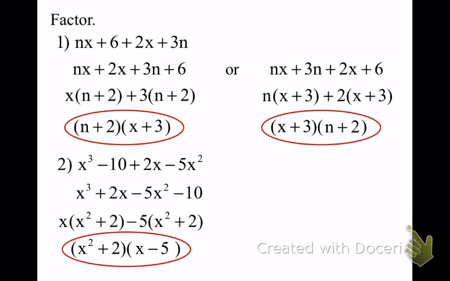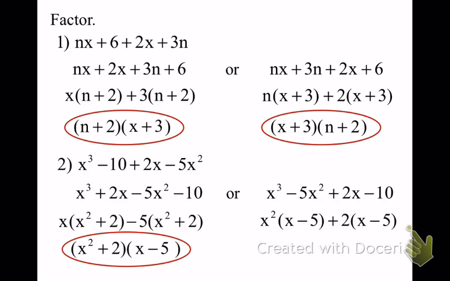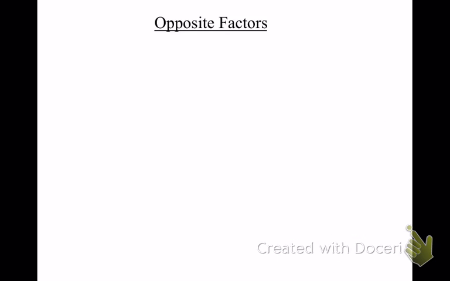Okay? Or I could have moved it around a different way and taken out an x squared, been left with x minus 5, divide out a 2, positive 2, and been left with x minus 5. Okay? Moving on. So opposite factors.